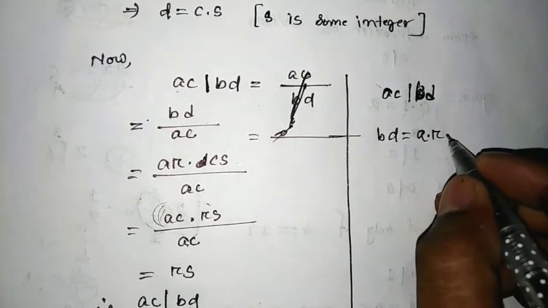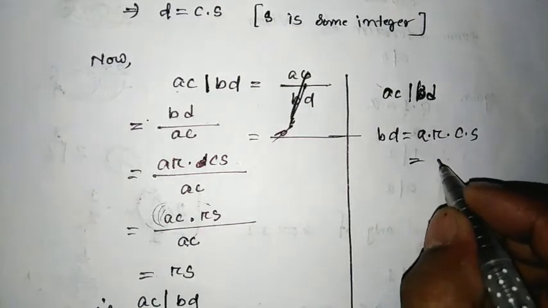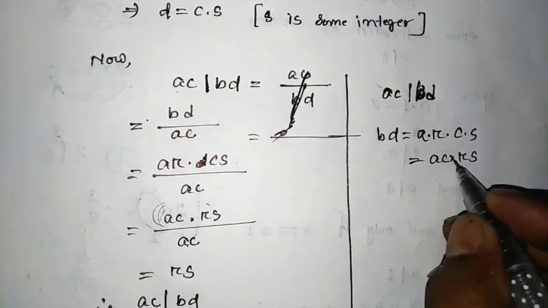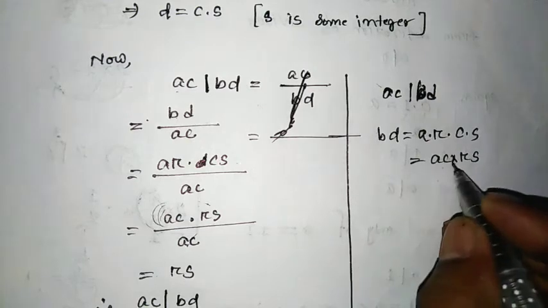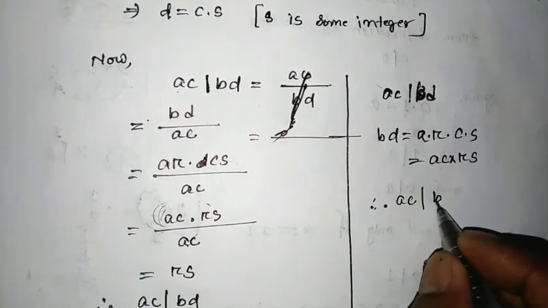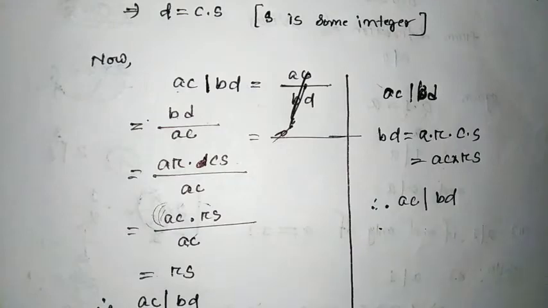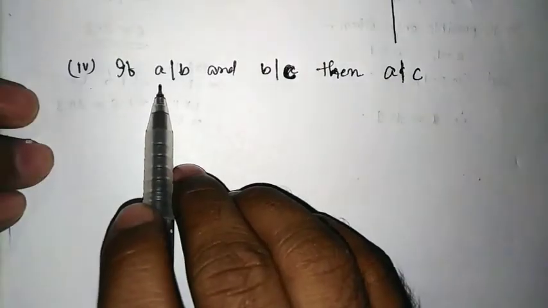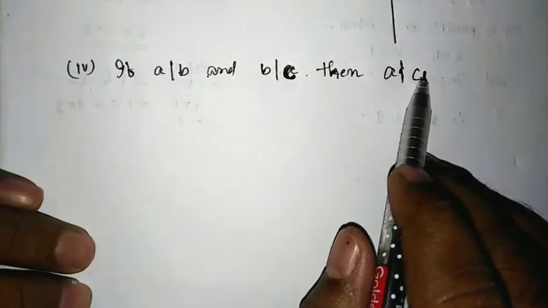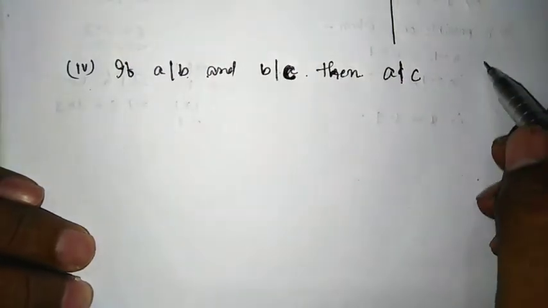So from here ac divides bd, we need to prove. So find the value of bd. Here bd is equal to what? b means a into r and d means c into s. So here you can write a into c equal to r into s. Now from this line, see, a is multiplying here. So if we take a this side, it will divide bd. That means we can write ac divides bd. So in this way you can solve this part also.